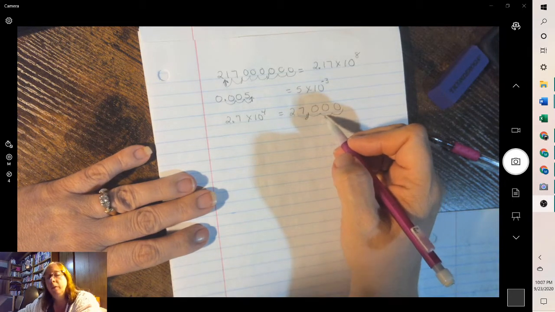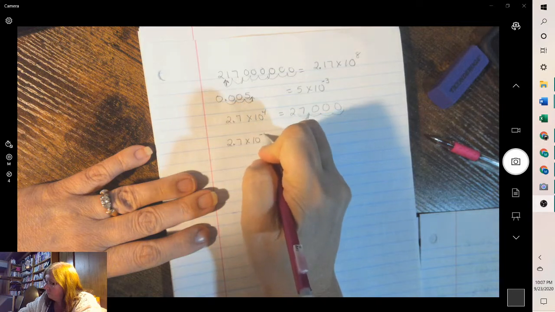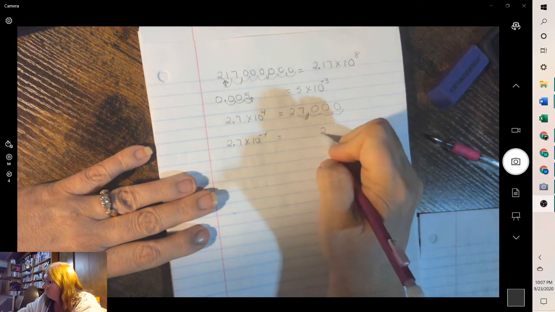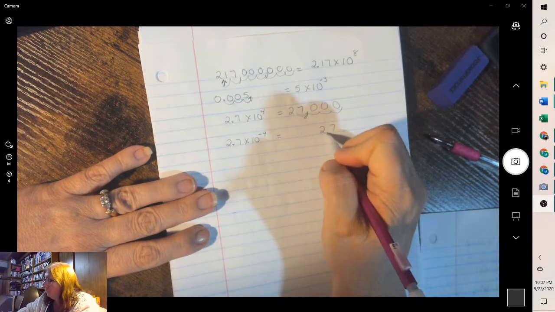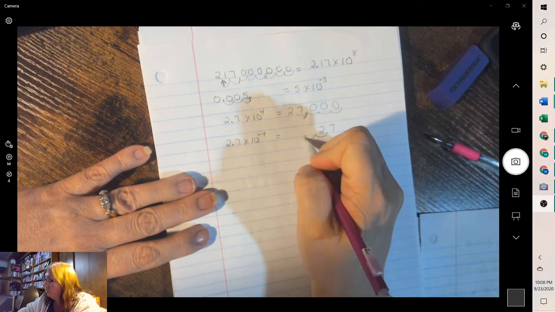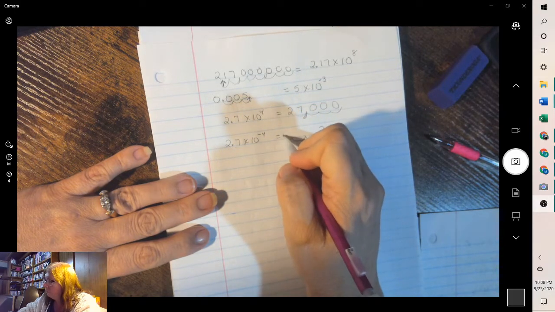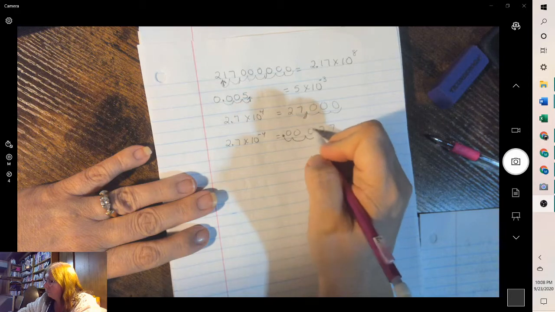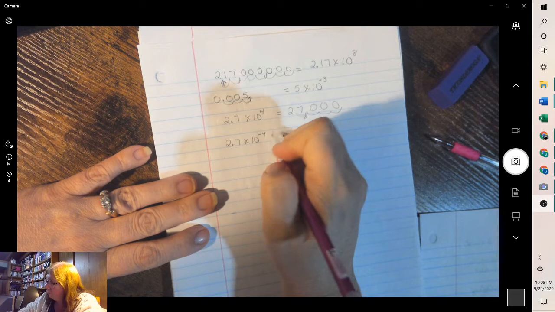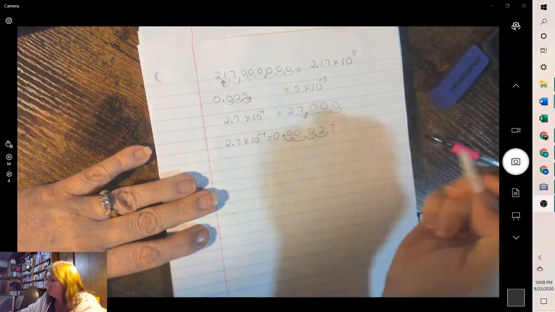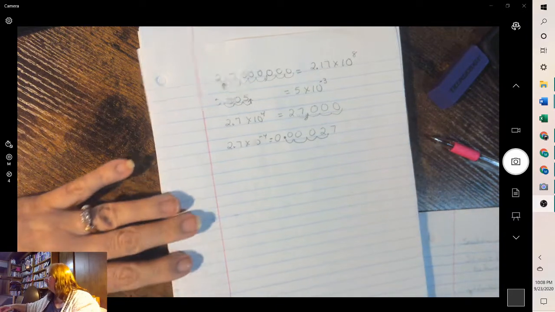27,000. Whereas if it was a negative, this number needs to get smaller, so we're going to go this way so it's smaller. 1, 2, 3, 4. So we would have that.